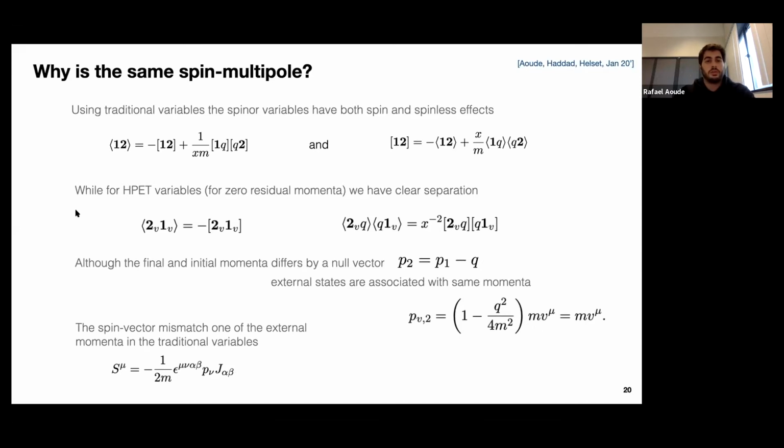And the mismatch on the traditional variables can also be seen here: for the spin vector, you have to choose either P1 or P2, and they have null momenta differing for them. So for us, we can choose the V to be here in the spin vector.